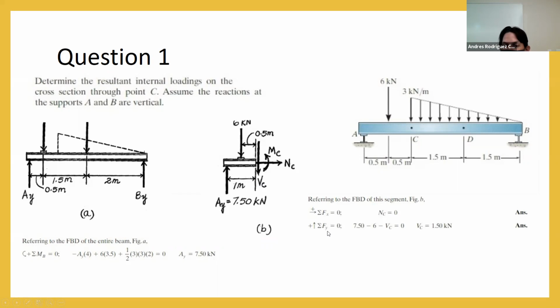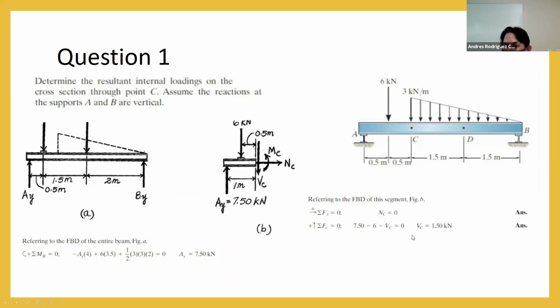So doing a summation of forces in Y, we are going to be able to know what the shear force is. We already have this 7.5 force, which is the reaction in A, and we are going to have the 6, which is the point force here.